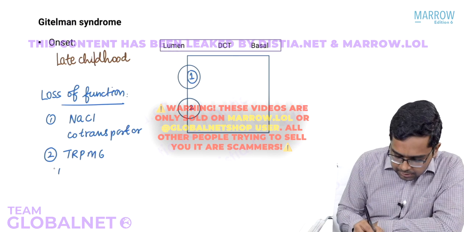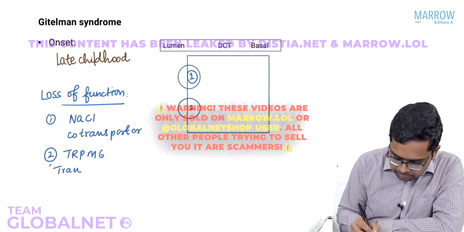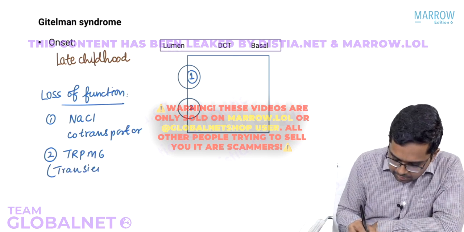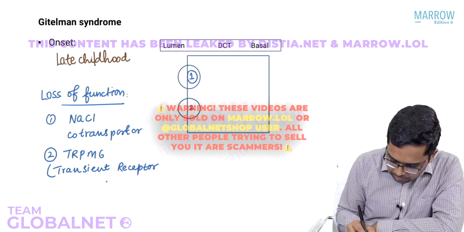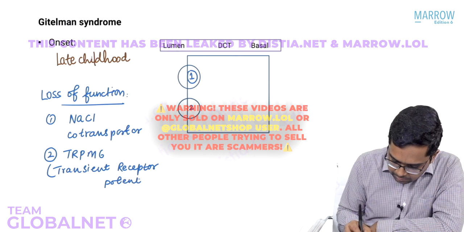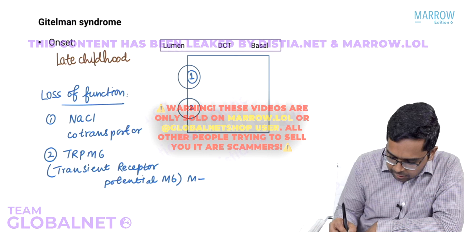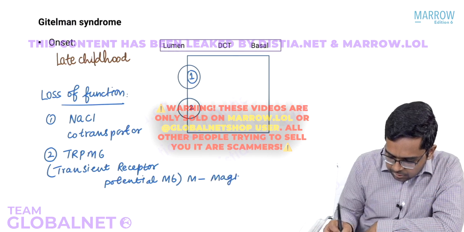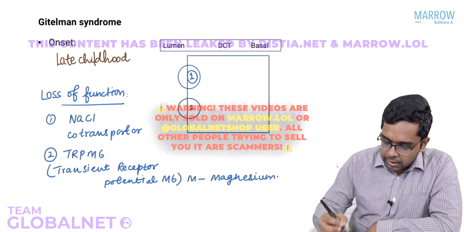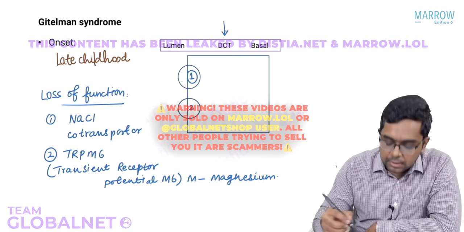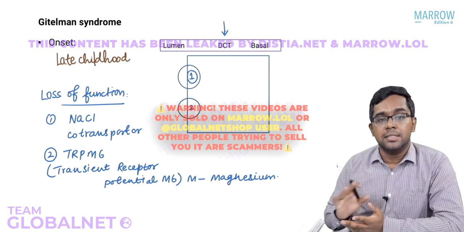What is this TRPM6? It is transient receptor potential M6. You can remember M for magnesium. So, this is something which is involved in the absorption of magnesium. And all this process is occurring in the distal convoluted tubule. This is the point to be remembered.